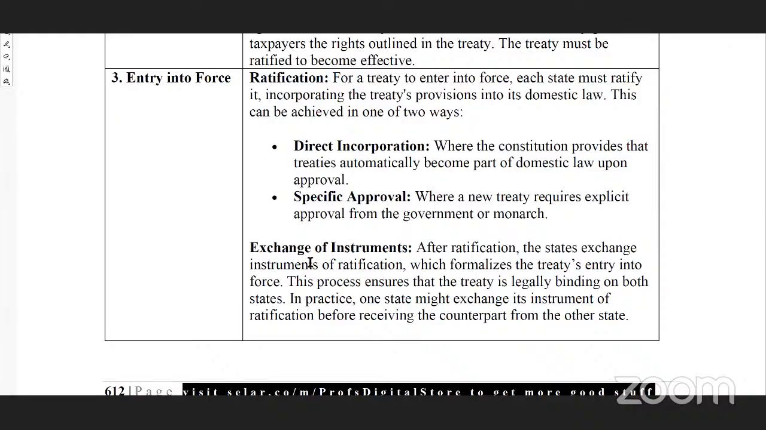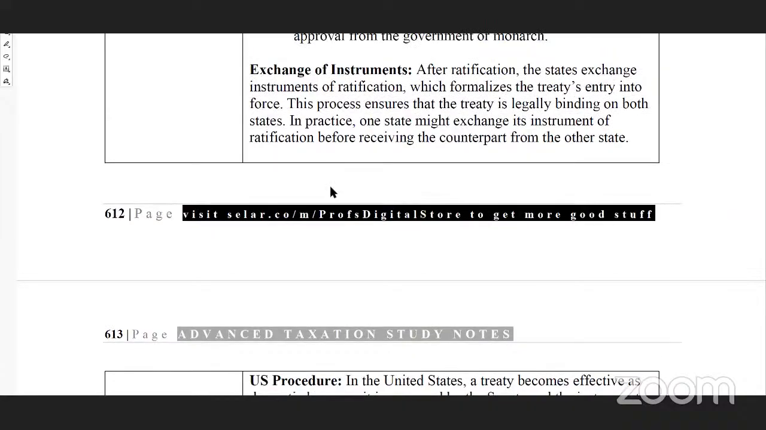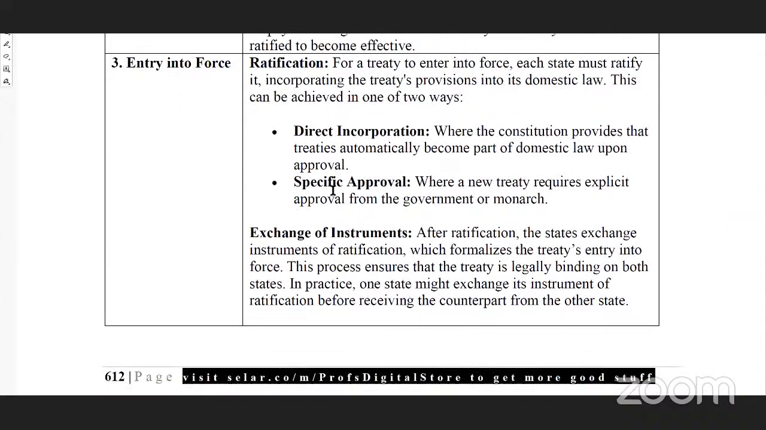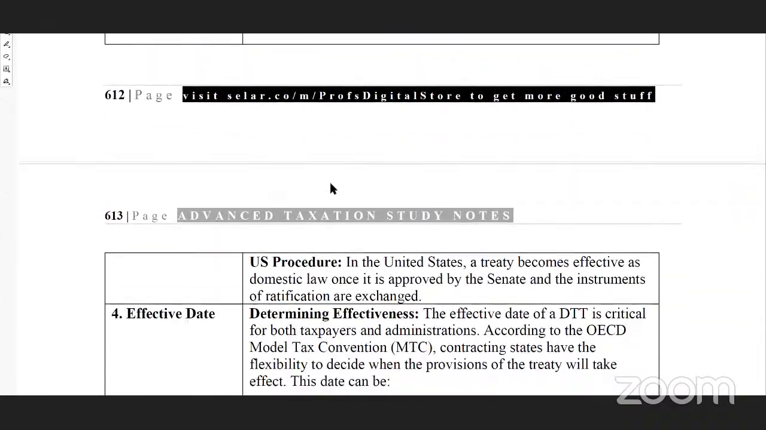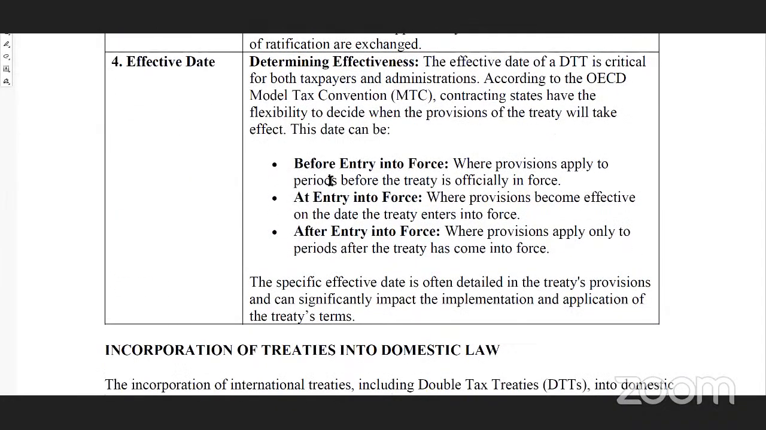And this process ensures that the treaty is legally binding on both states. So in practice, one state might exchange its instruments of ratification before receiving the counterpart from the other state, as I told you. So we must see that the thing we have done, this other state has also done. It has got parliamentary or constitutional approval. Then after that, finally, the treaty becomes effective.